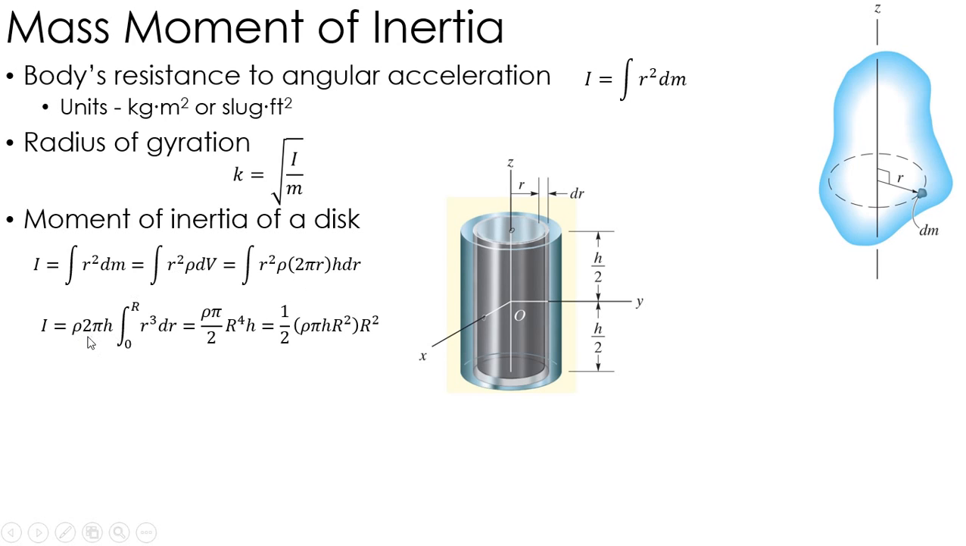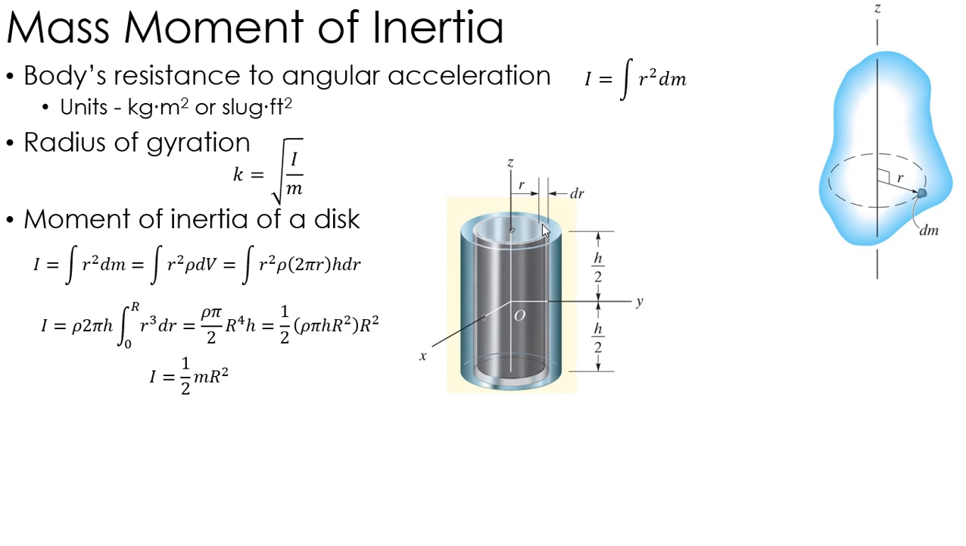pulling out what's constant, which is 2 pi h times rho. I'm just left with r cubed from this r squared and that r. That gives me rho pi over 2 r to the 4th times h. Rearranging this, I get this. Now inside the parentheses, this is rho times pi r squared h, which is just the mass of the entire cylinder. So the moment of inertia of a disk or a cylinder is 1/2 mr squared.